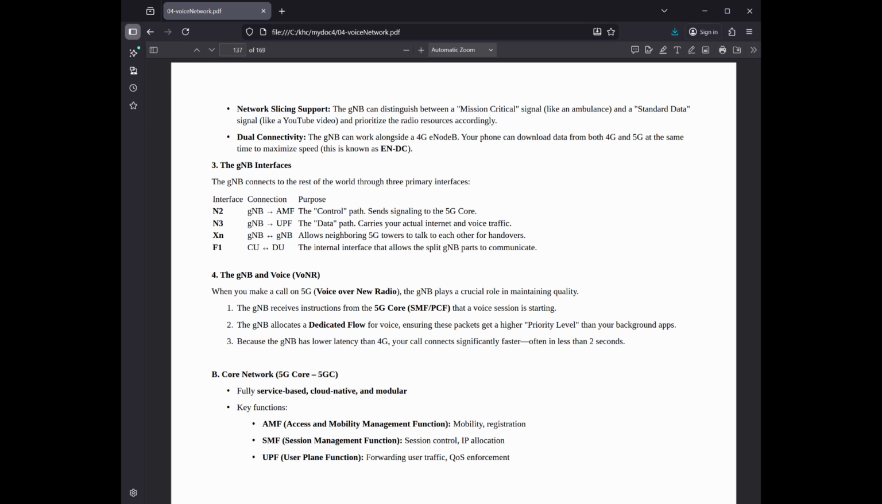Dual connectivity. The gNB can work alongside a 4G eNode B. Your phone can download data from both 4G and 5G at the same time to maximize speed. This is known as ENDC.